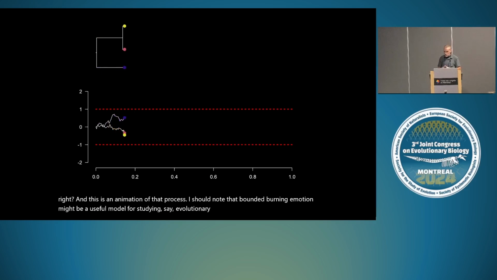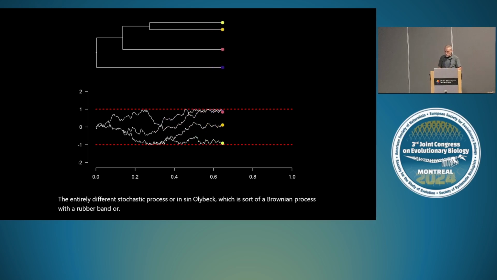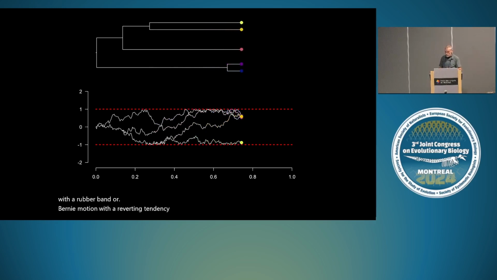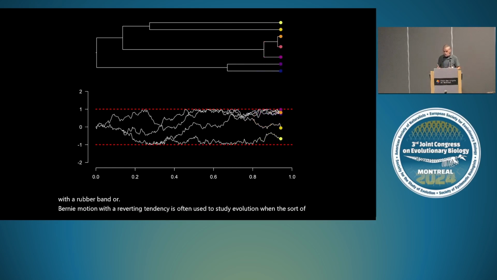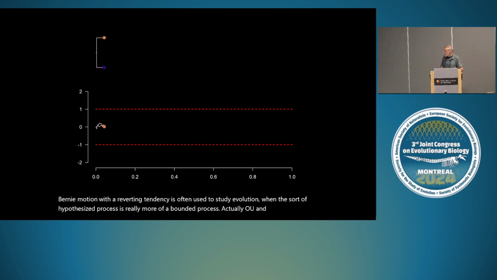I would say presently, an entirely different stochastic process, Ornstein-Uhlenbeck, which is sort of a Brownian process with a rubber band, or Brownian motion with a reverting tendency, is often used to study evolution when the hypothesized process is really more of a bounded process. Actually, OU and bounded Brownian motion have different dynamics. They have different equilibrium distributions and so on. Okay.